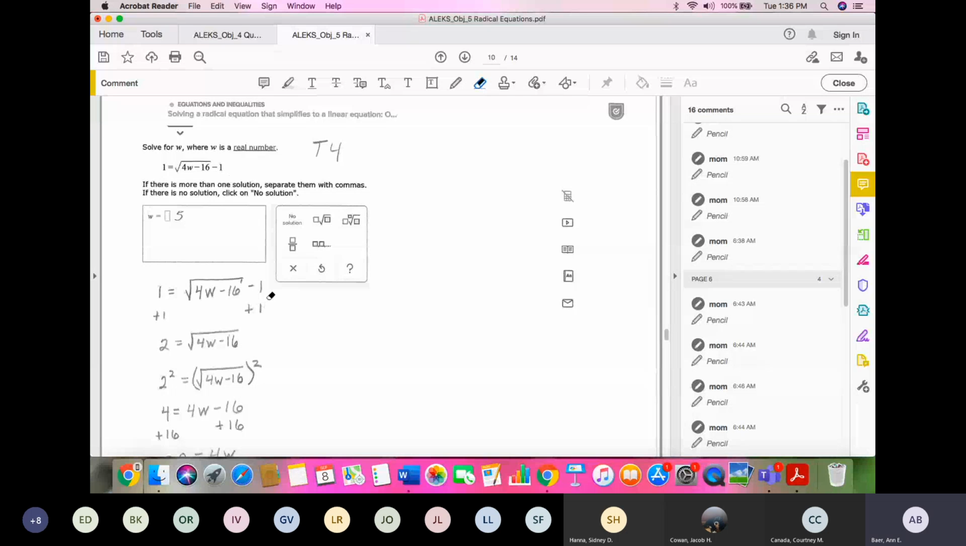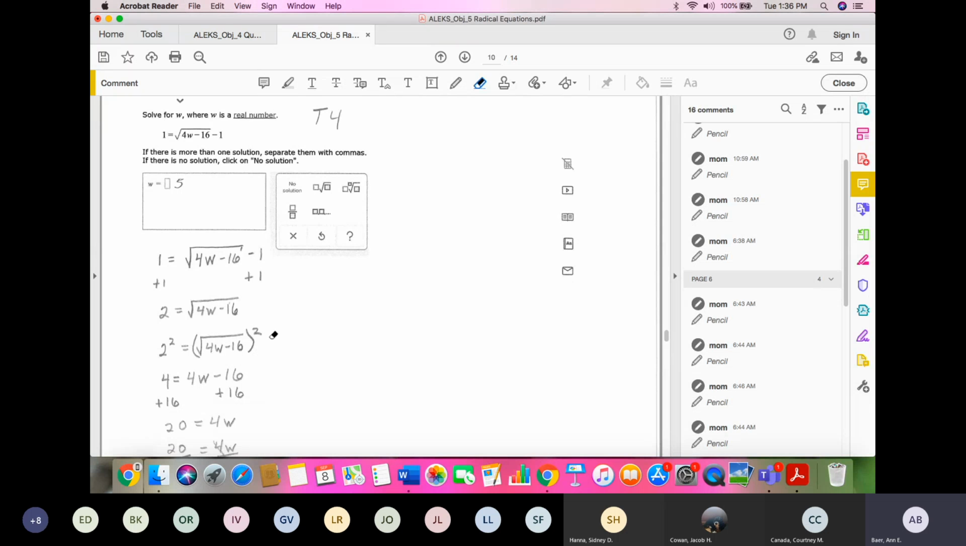First step, isolate the radical. That means we want to deal with this -1. The opposite of subtracting 1 is adding 1, and what we do to one side, we want to do to the other side. So let's add 1 to both sides. We get 1 plus 1 is 2 here. Square root, -1 plus 1 is 0. Adding 0 isn't contributing anything, so we don't write it down.